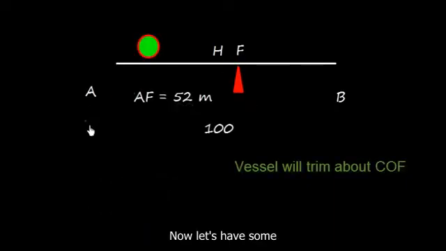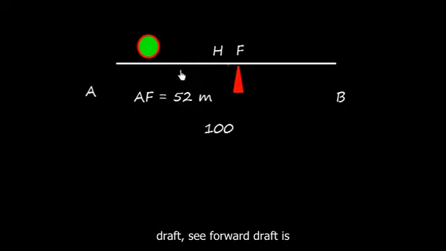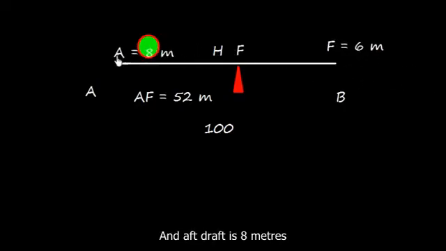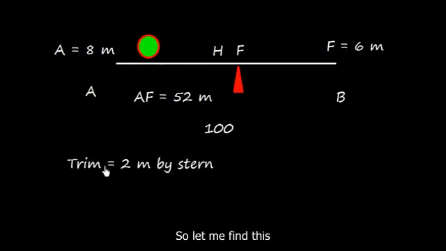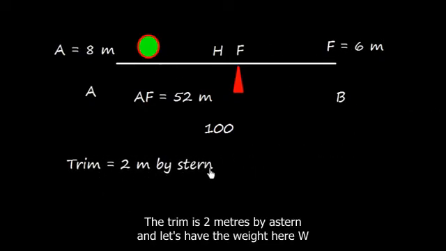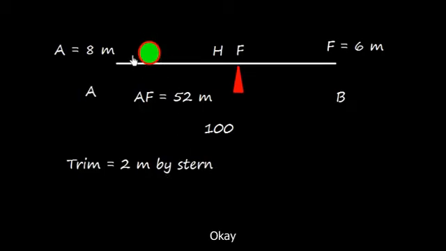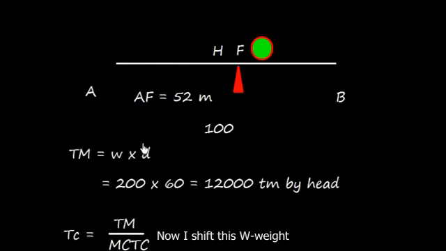Okay, now let's have some draft. Say forward draft is, let me just mark, forward draft is 6 meter and aft draft is 8 meter. So we know the trim is the difference between forward draft and aft draft. So let me find this. The trim is 2 meter by the stern. And let's have this weight here, W. Okay. Now I shift this W weight from aft to forward.